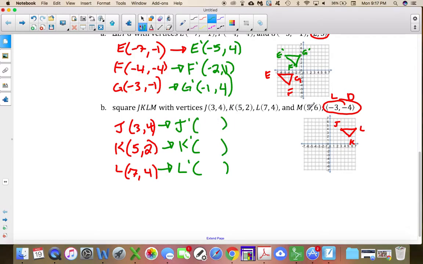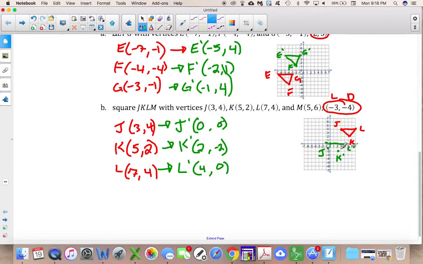Okay, if I take 3 plus a -3, that's going to be 0. And 4 minus 4 is another 0. So that guy goes to 0, 0. Right there. That's J prime. K prime. 5 minus 3 is 2. And 2 minus 4 is -2. 2, -2. K prime. L, 7 minus 3 is 4. 4 minus 4 is 0. 4 comma 0. L prime.